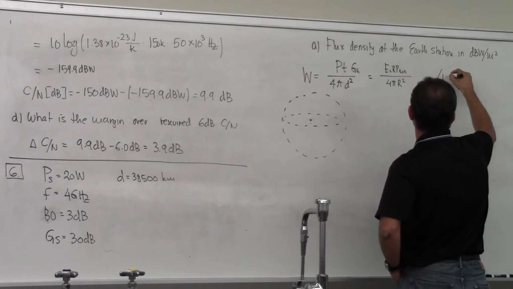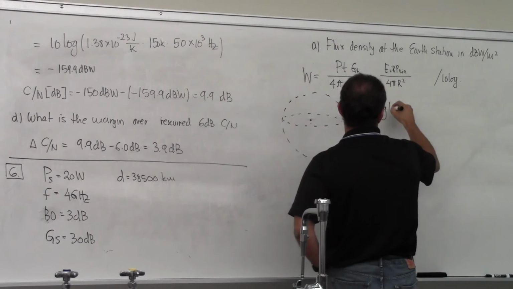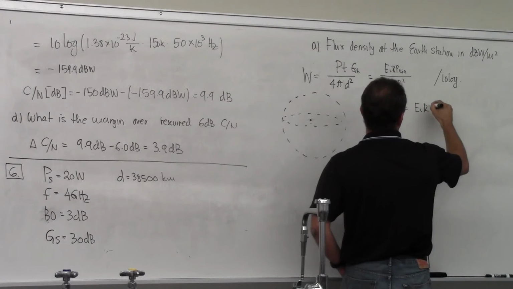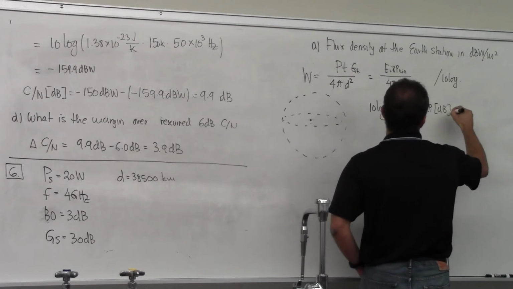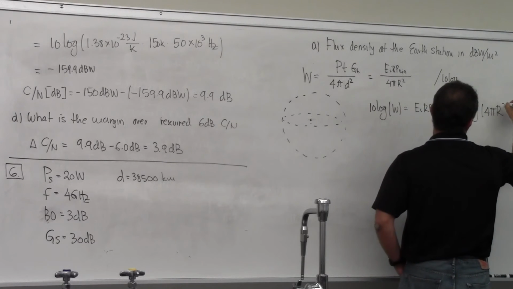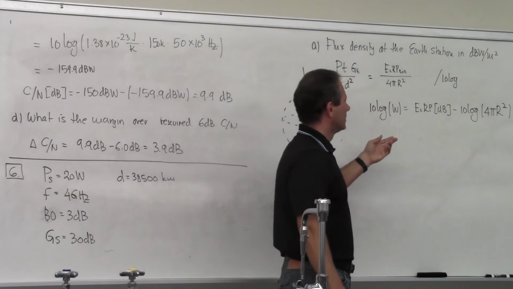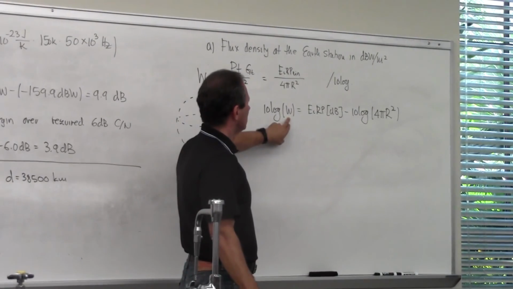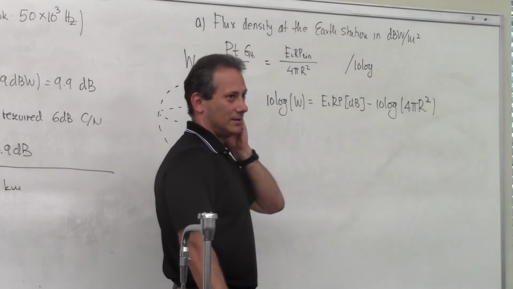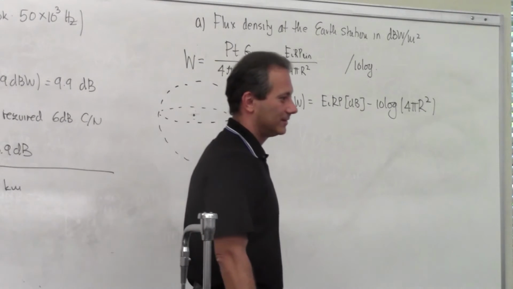So if I take the 10 log of both sides of this equation, you get 10 log of your flux equals EIRP in dB watt minus 10 log of 4 pi r squared. Now, the question always comes back to the units. You cannot really take the log of something that's not a pure number, but we do it anyway in satellite communication.